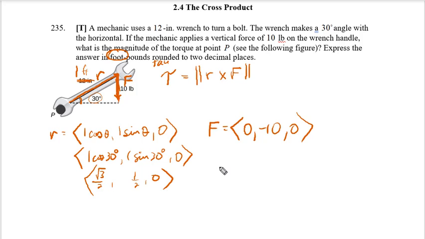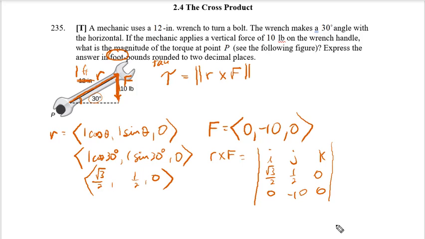This is a good instance for me to show you doing this by hand, however, because look, all these zeros, it's going to make it kind of convenient. So here's our cross product. We put the I, J, and K. This is square root of 3 over 2, 1/2, and 0. This is 0, negative 10, and 0.